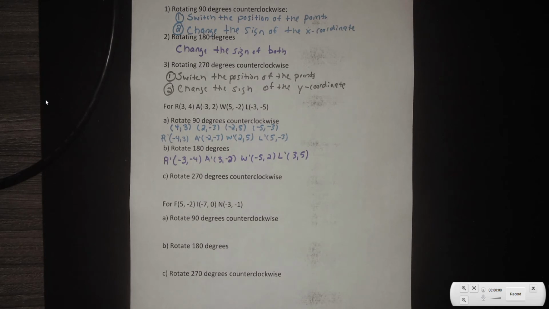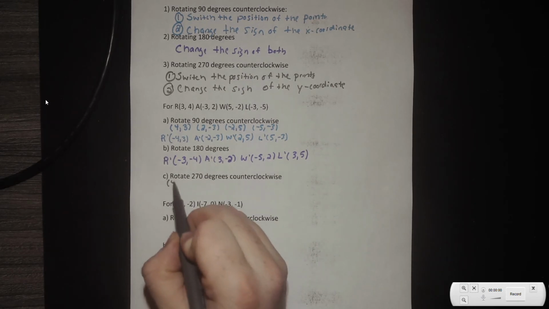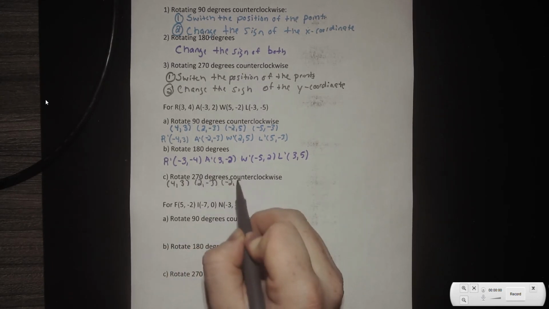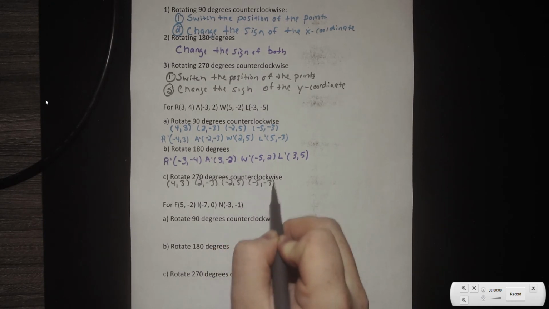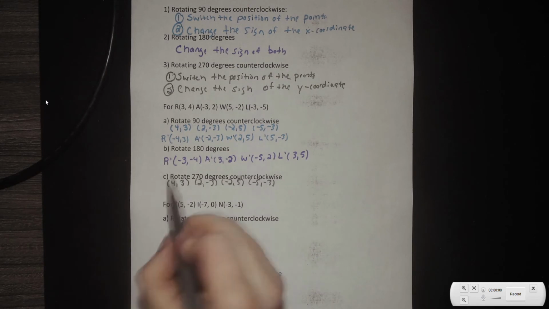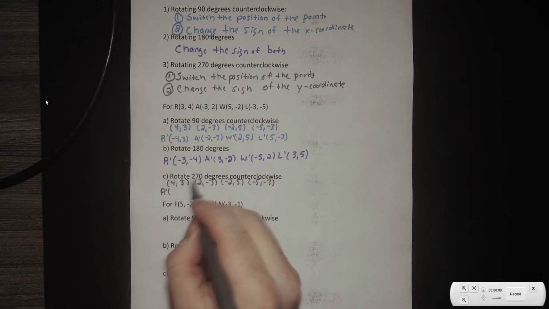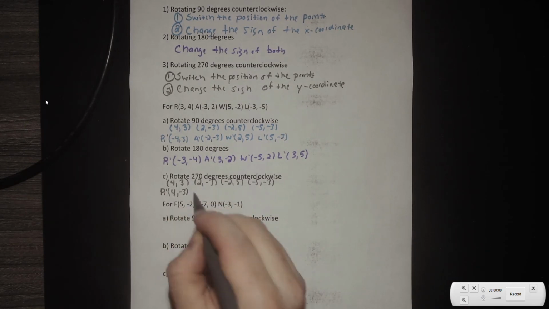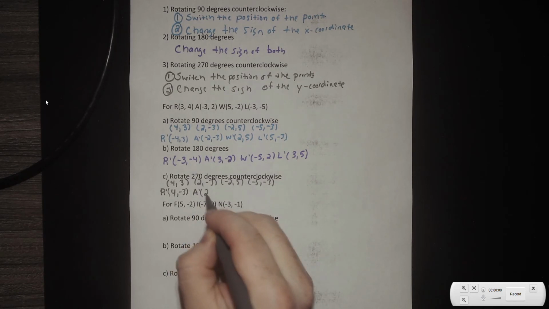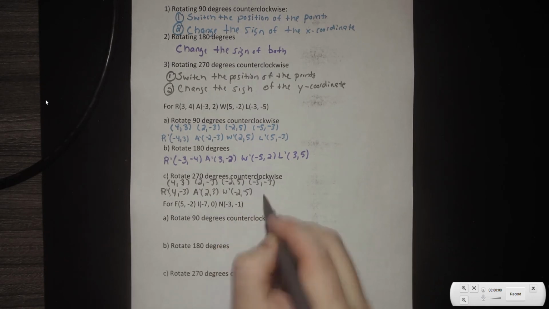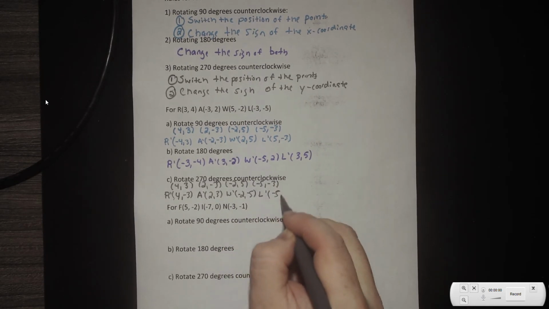Okay. Then for my last one, we're going to start off the same way as the 90, so we're going to flip them around just like this. And then R prime becomes, we're going to change the y in this case when it's 270. So (4, -3), (2, 3), (-2, -5), and (-5, 3).